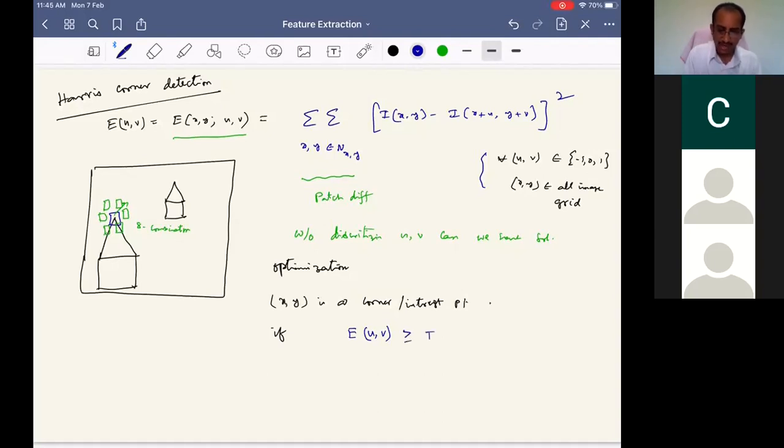Has to be greater than or equal to a threshold, or less than or equal to a threshold? Is it for all u, v, or for any u, v? How do I formulate the condition? That's the question here. What is the answer? E of u, v has to be less than or equal to the threshold or greater than or equal to the threshold. Which one would you pick? Greater than threshold. Okay, greater than threshold, but for which u, v?